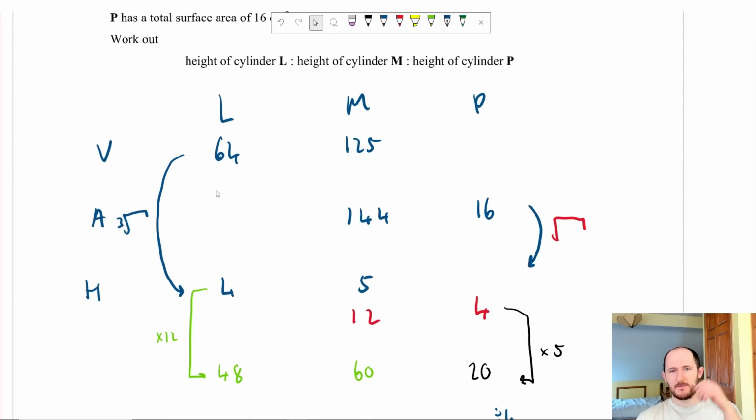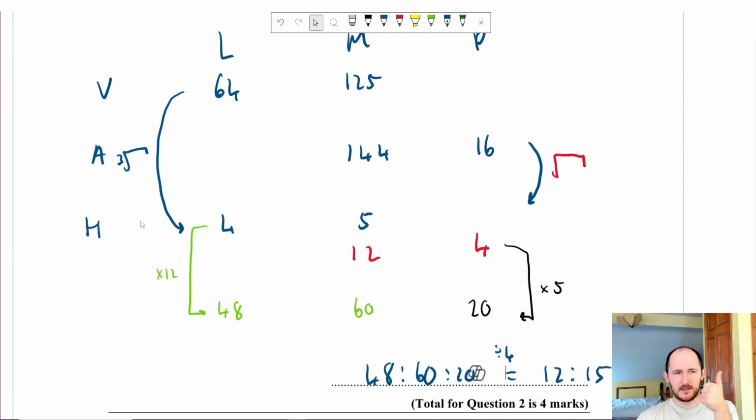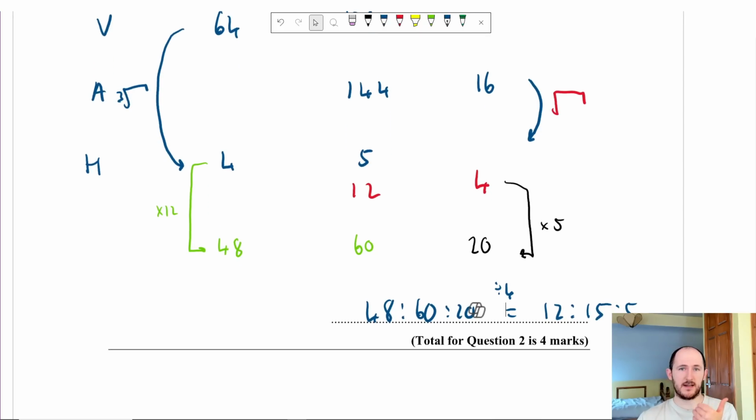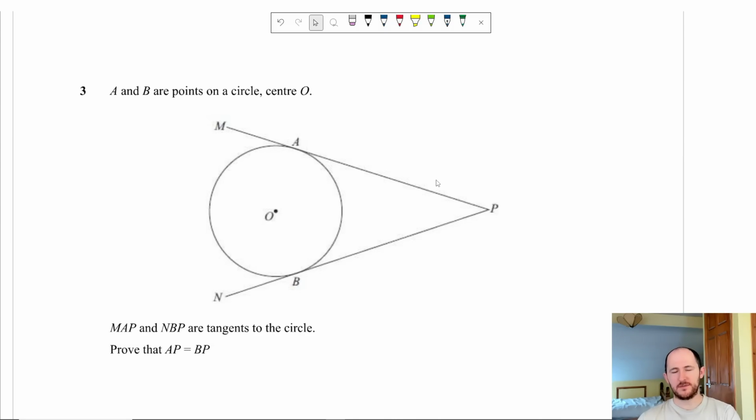Now, just so you're aware, cube rooting gives you a mark for this, square rooting gives you another mark, making the ratios the same, and then for getting the final answer, 4 marks. Really quick, really nice. Well, just to pre-warn you for the rest of these questions, there's a lot of proofs in this, a lot of geometric proofs.